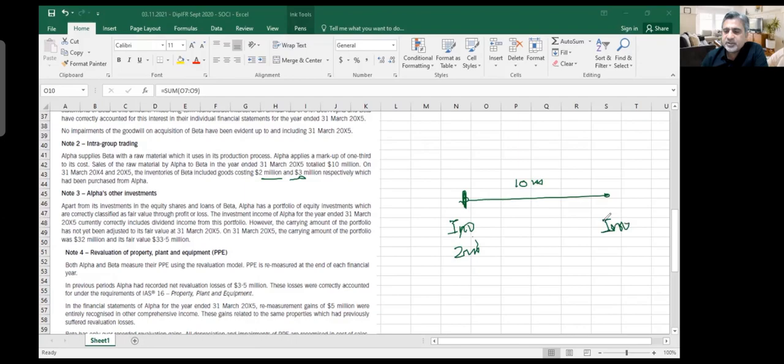Now, this is a question which is telling us, you have to learn a new thing. Before, you always had the closing inventory left over from intragroup sales, and you had unrealized profit at the end of the year. But this time, there is an opening inventory as well, because they're telling you that there are both inventories, beginning of the year and end of the year. Both times you have inventory.